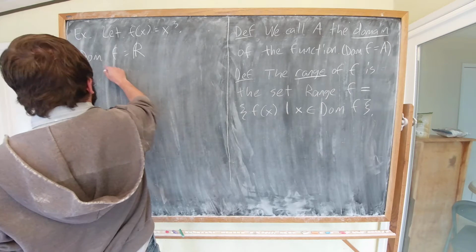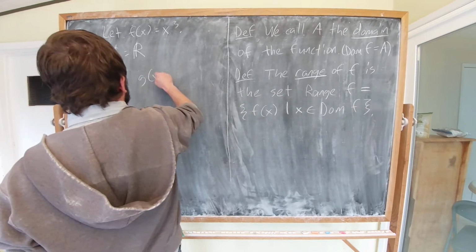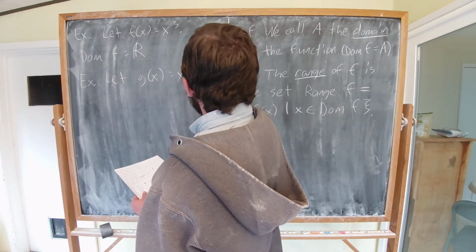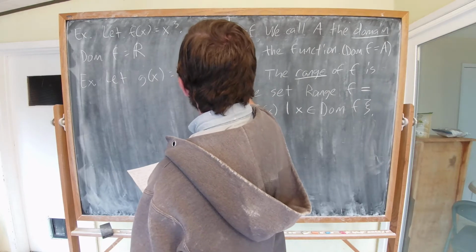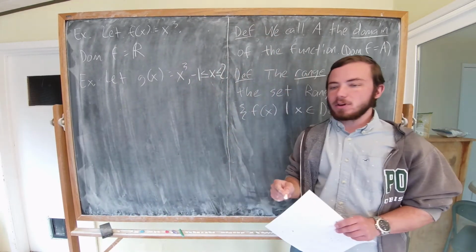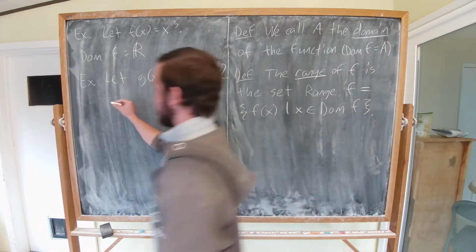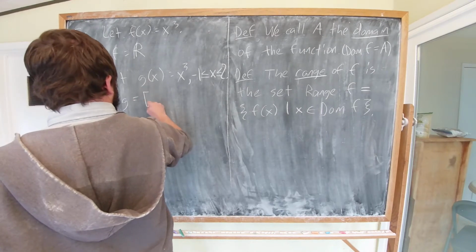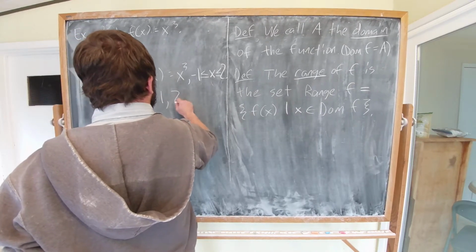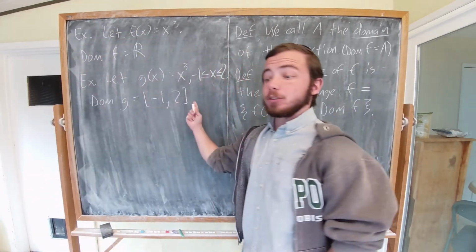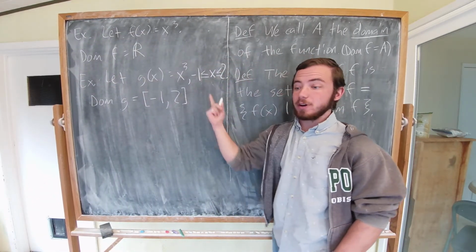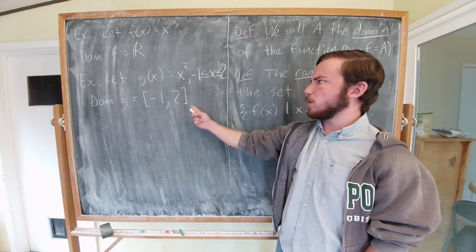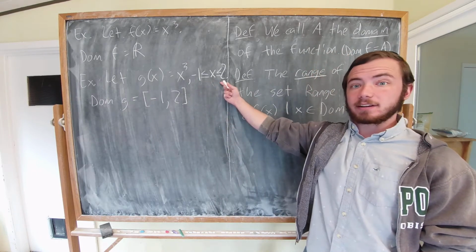For example, we could let g of x equal x cubed again, but I'm going to specify that negative 1 is less than or equal to x, less than or equal to 2. So now the domain of g is going to be the closed interval, negative 1 to positive 2. Both inclusive brackets since we have less than or equal to signs. So g is only defined between negative 1 and 2. We artificially restricted the domain.